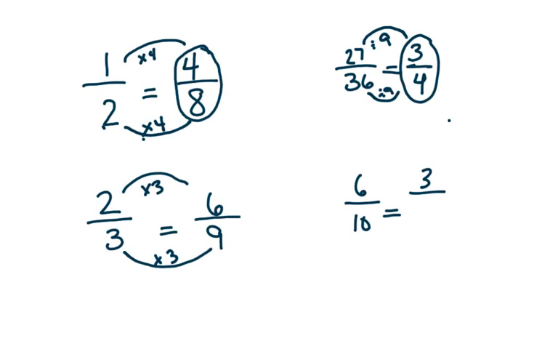Same thing here at the bottom. How am I getting from 6 to 3? Well, my number's getting smaller, so I know I'm dividing. What am I dividing by? 6 divided by 2 will give me 3, so I got to make sure I divide the same on the bottom. Divide by 2. 10 divided by 2 is going to be 5. So 3/5 is equivalent to 6/10. This is Unit 4, Level 2, Equivalent Fractions. Again, whatever you do to the top of the fraction, make sure you do to the bottom.